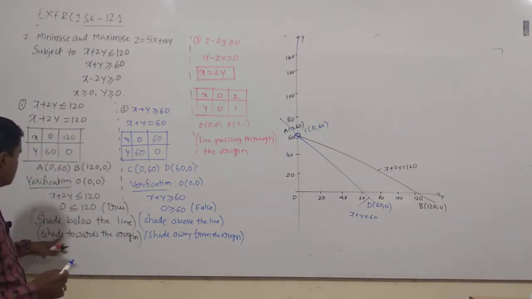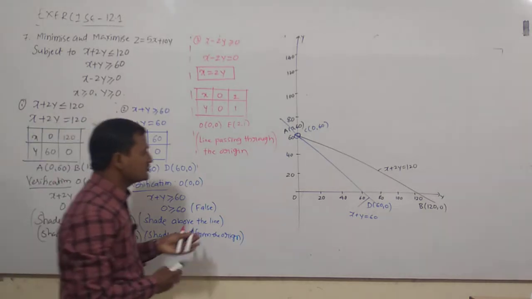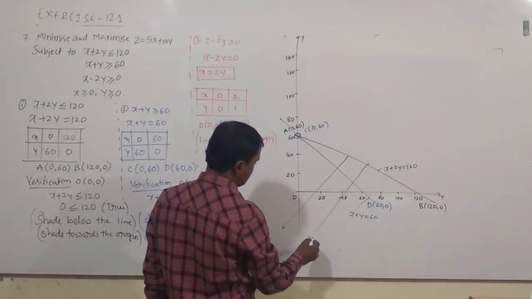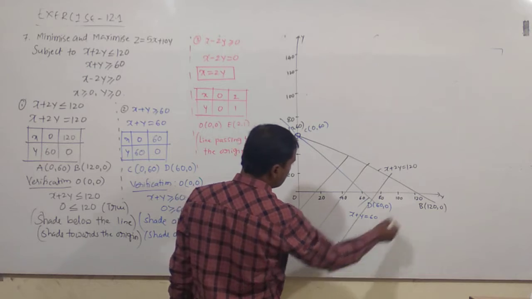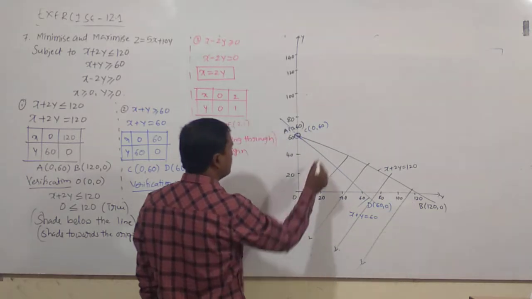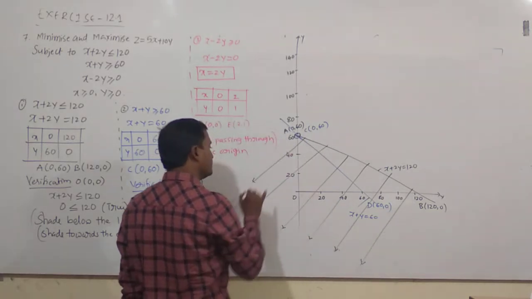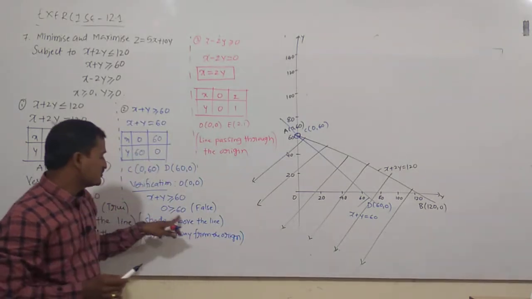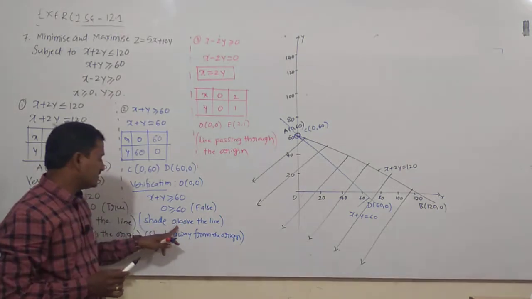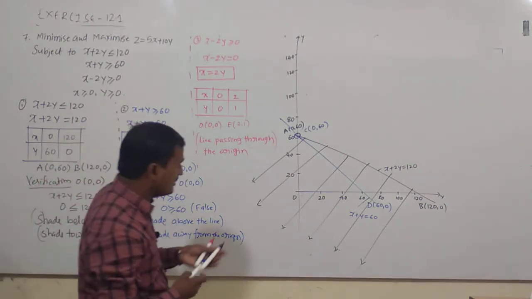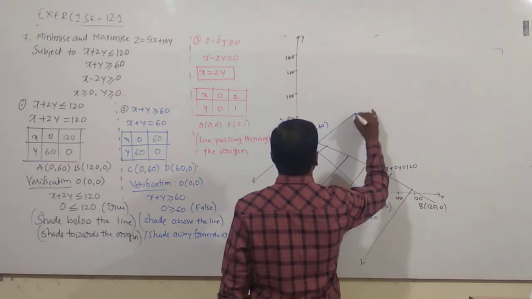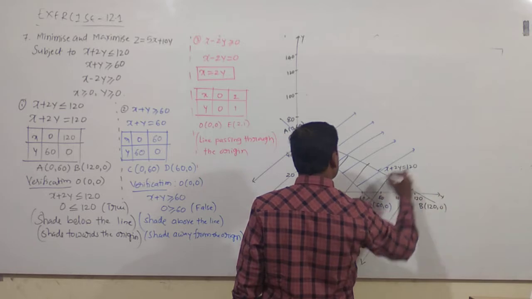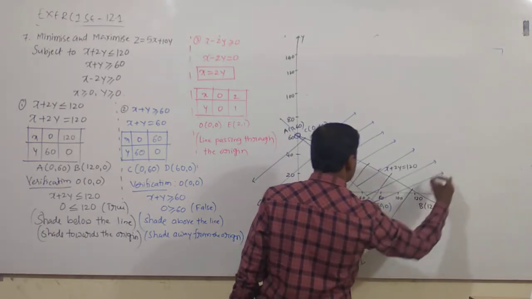Now to shade. The first line is shaded towards the origin, or below the line, not shaded like this. For the second one, it is more than or equal to 60, so shade above the line, or away from the origin. So here we have to shade like this. This is for the second line.